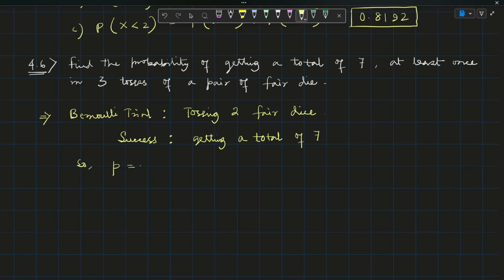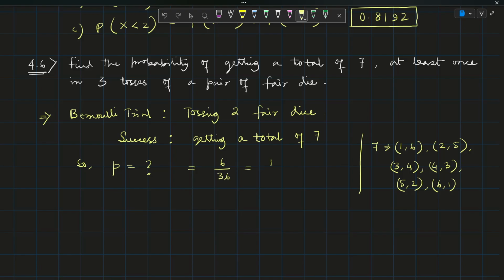So probability of getting a total of 7, how do you find this? So 7 can be obtained by 1 and 6, 2 and 5, 3 and 4, 4 and 3, similarly 5 and 2, and 6 and 1. So there are 6 ways by which 7 can be obtained, and there are a total of 36 possibilities. So the probability of getting a total of 7 is 1 by 6.